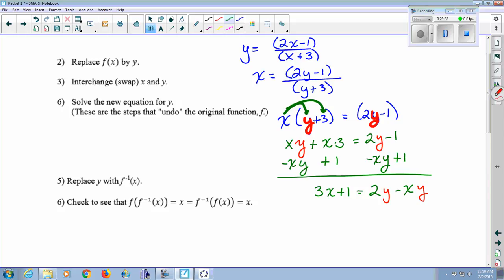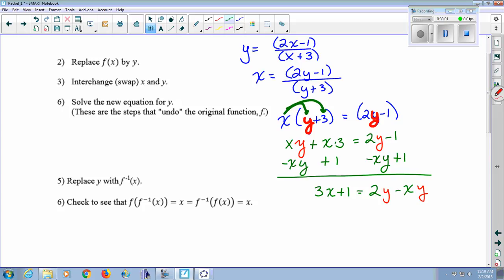You're almost home. The last step is staring at you right in the face. And what's your favorite form of factoring, Shane? Greatest common factor. Do you see something staring at you in the face on the right-hand side? Yeah, that y is a factor common to both of those terms.